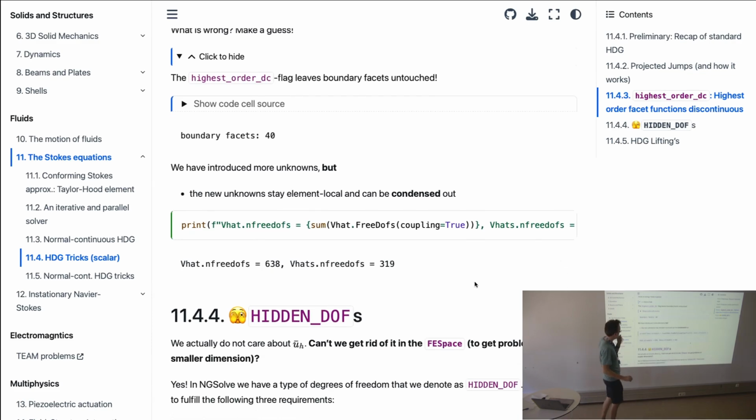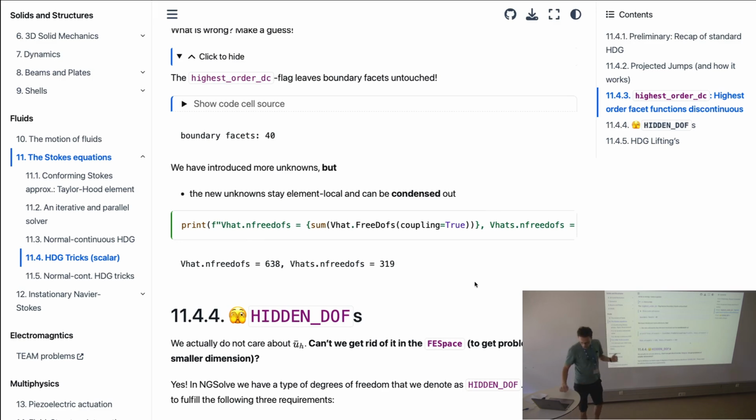So the more important question is the degrees of freedom that remain in the global linear system, and these are the lowest order ones, so the k minus 1 degrees of freedom. If you now count the free dofs, so these are the degrees of freedom that are remaining in the globally coupled system, with coupling equal to true, then you see that going from the one space to the one with the highest order DC, you really reduce, you halve the number of degrees of freedom in that system. In this case it is halved because it's order 1, and then you have order 0, so that reduces by a factor of 2. But of course, for higher order, the numbers are different.